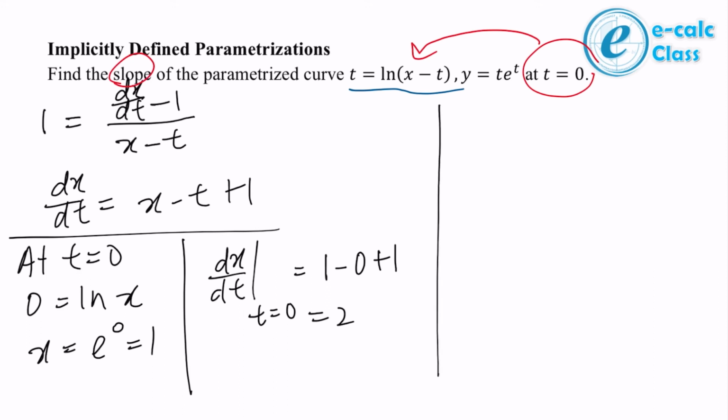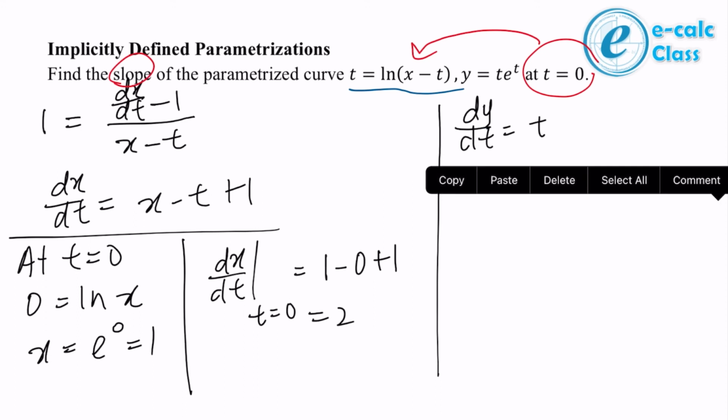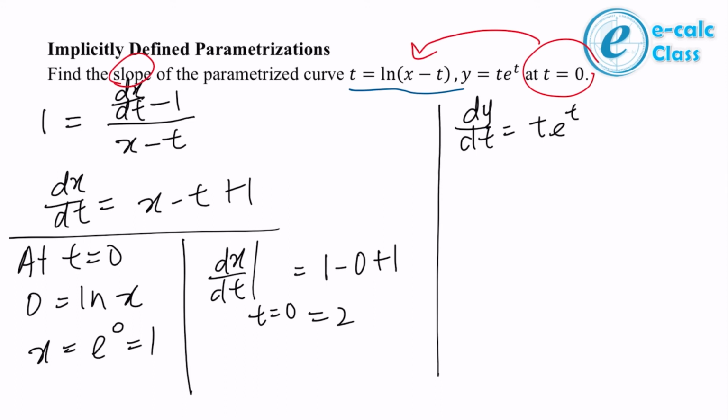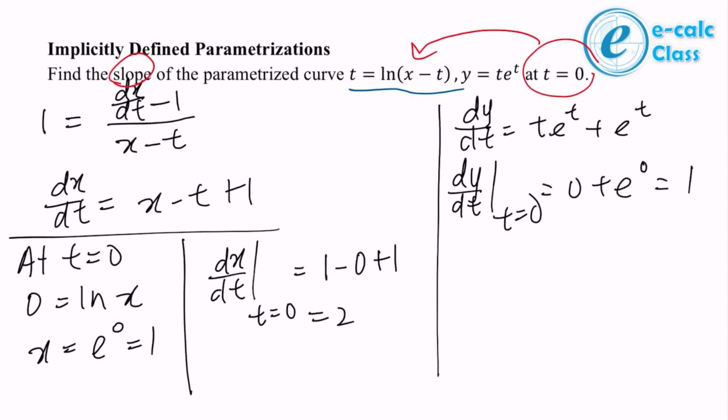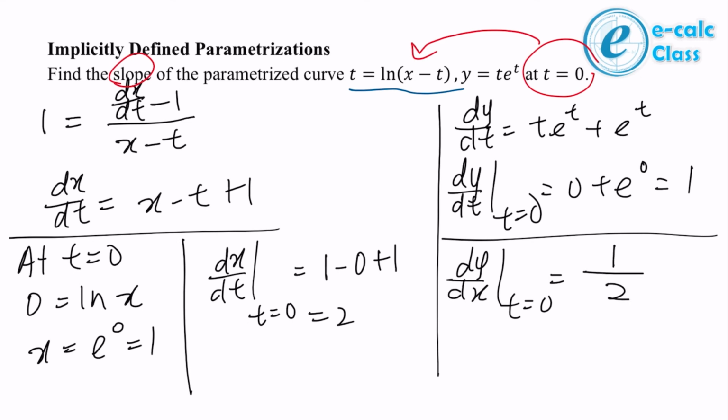Alright, then dy/dt, this one very easy. Just normal product rule. Copy first, differentiate second, still get the same thing. Variable agrees. Copy second, differentiate first, variable agrees. No need, this one, just like that. Then just directly put in t equals 0: 0 plus e to the 0, which is 1. Okay, so dy/dx at t equals 0 equals dy/dt over dx/dt. And this is it, the slope at t equals 0.